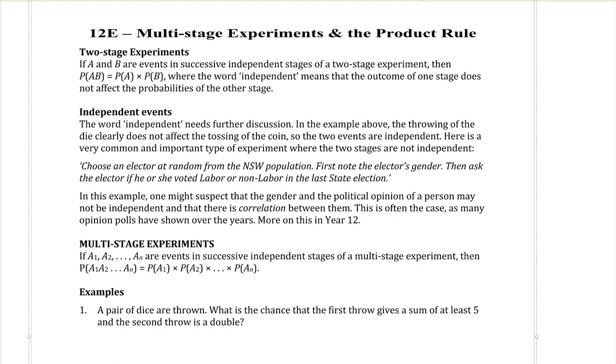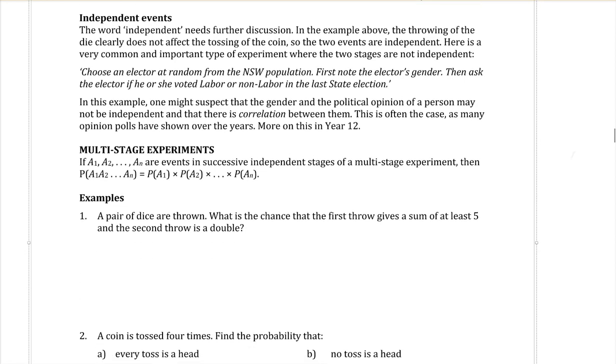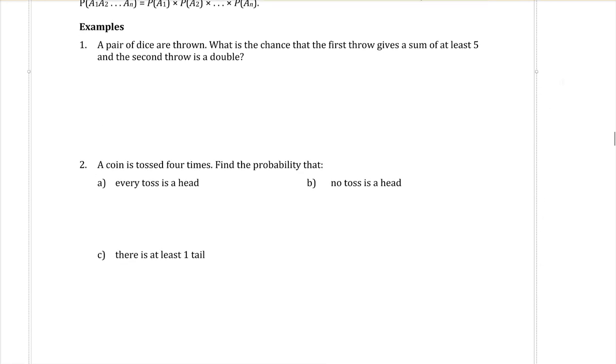So for multi-stage experiments, we talked about two-stage experiments, multi-stage meaning as many as we want. If A1, A2, as many as we like all the way up to AN, are the events in successive independent stages of a multi-stage experiment, then the probability of A1, A2, all the way up to AN, you multiply those probabilities together. Probability of A1 times probability of A2 times all the way up to probability of AN. Okay, so let's try some questions.